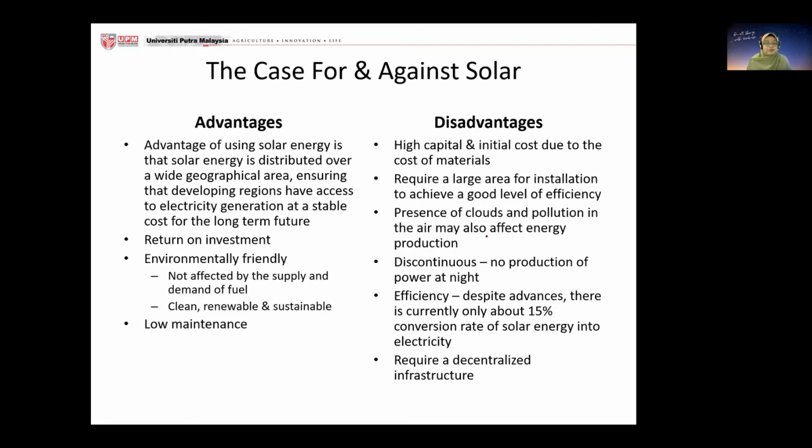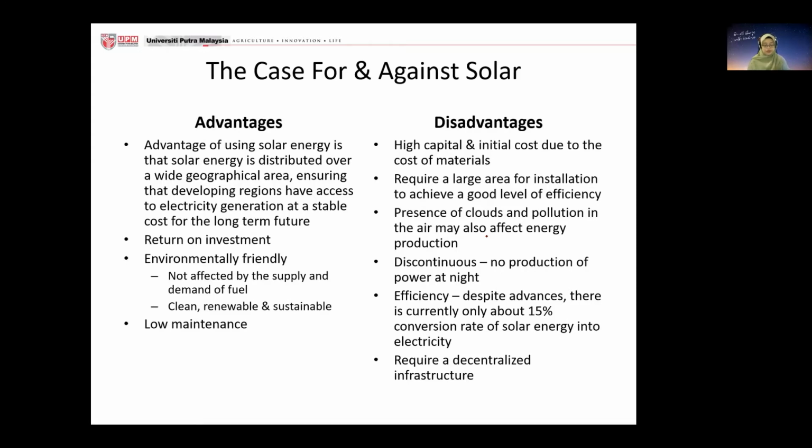Another thing is the presence of clouds and pollution in the air may also affect energy production. And it is discontinuous because it depends on the availability of sunlight. And that follows that at night there will be no production of power. Efficiency: despite advances, there is currently only about 15% conversion rate of solar energy into electricity. And lastly, it requires a decentralized infrastructure.